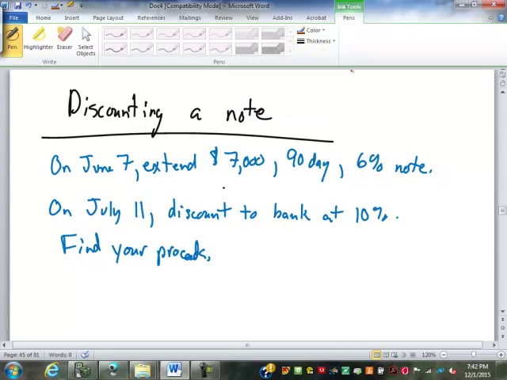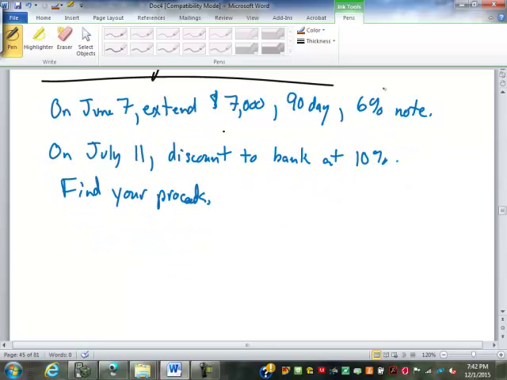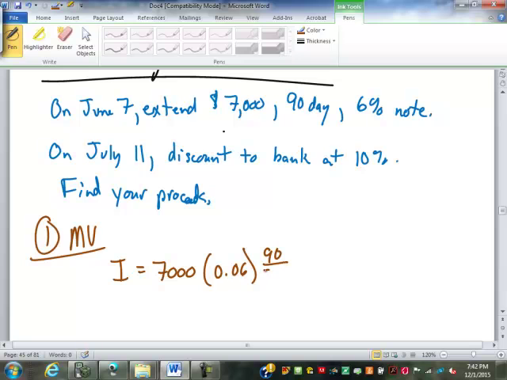Okay, there are several steps here. The first step is to find the maturity value of the original note. So we have to find the interest. $7,000 principal, 6% is 0.06, 90 over 360, which ends up being what? Is that $105 interest? Somebody double check me there.